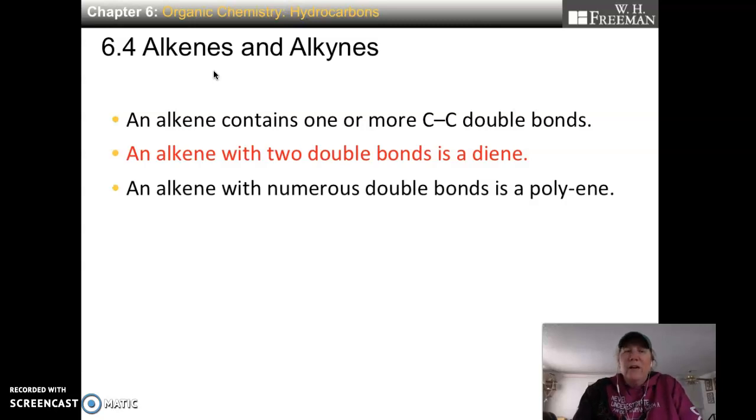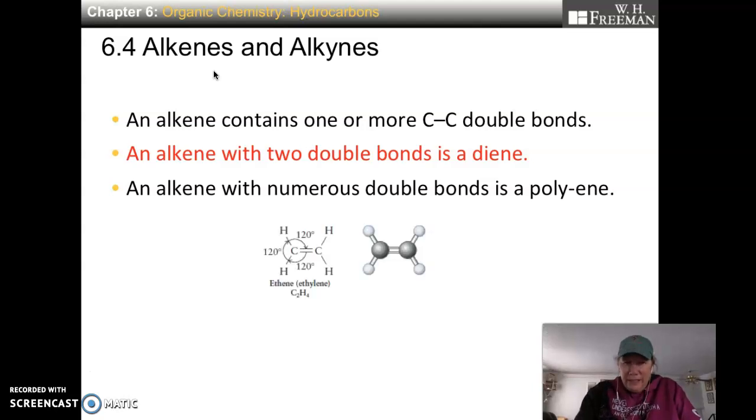An alkene with numerous double bonds can be called a polyene, like polystyrene, the stuff that coffee cups and such are made out of. But we're not going to get that involved. If you see that, that's what it means. It has many double bonds. Here, this is not a real big picture, but this is the simplest one, ethene. You have a double bond between two carbons, and these are your hydrogens, and this is just called ethene.